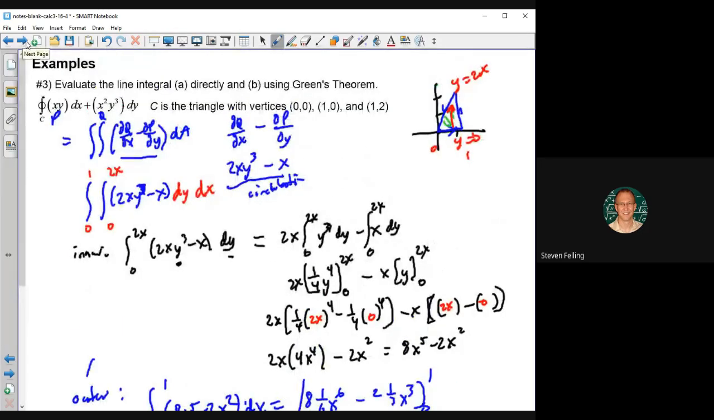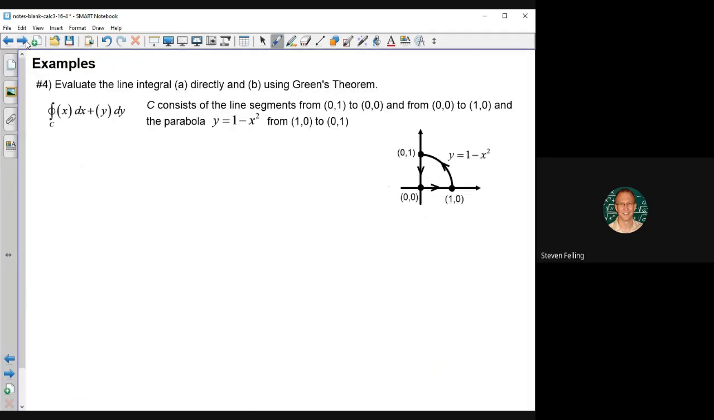Okay, a couple more examples. Okay, evaluate this integral, x in the x direction, y in the y direction around this path from the line segment, circular path, or parabolic path. Sorry, this is a parabolic path. Y is 1 minus x squared, and then here. Directly and using Green's theorem.